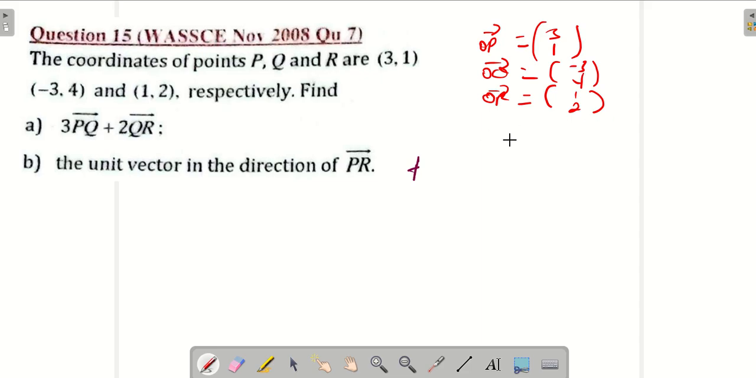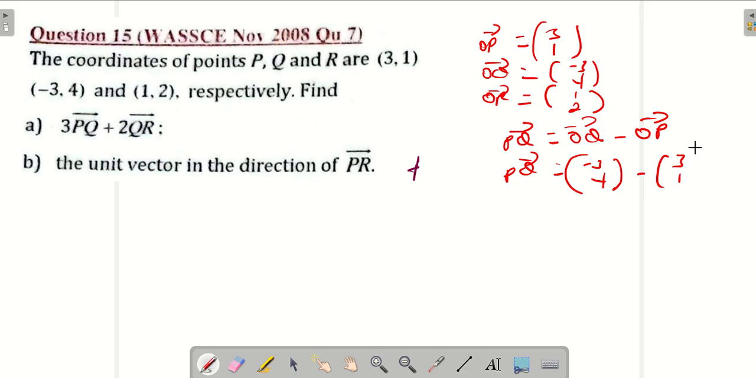Yes. So once you are done with this, the next thing is we find PQ. PQ should be equal to OQ minus OP. So we have PQ equal to OQ, which is (-3, 4), minus OP, which is (3, 1). And what is the answer? Okay, this is equal to (-6, 3).